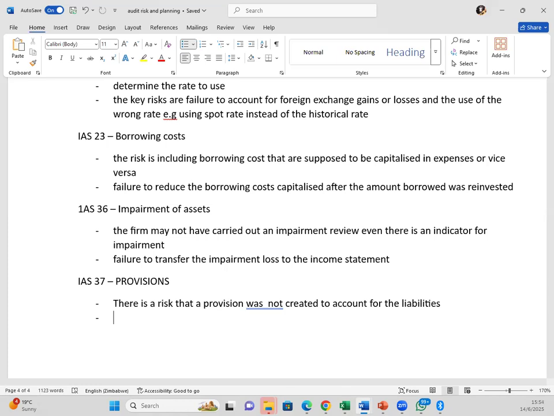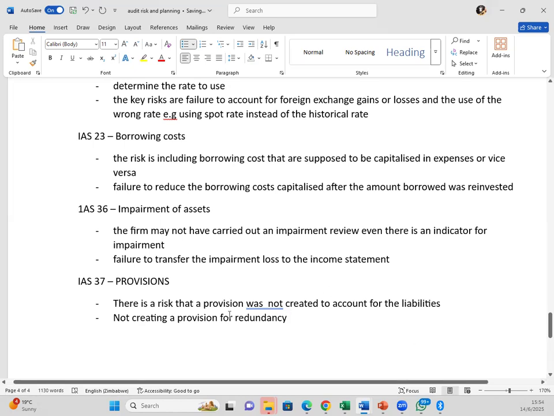So also there's a risk of not creating a provision for employee redundancy.